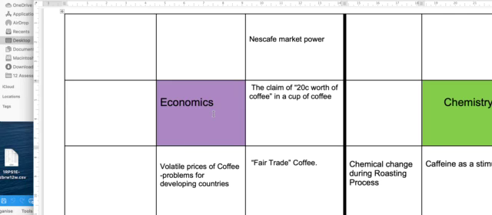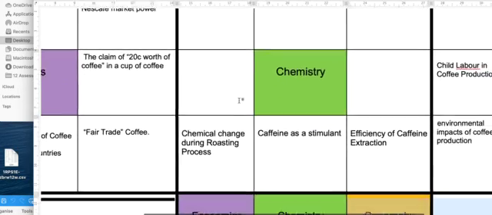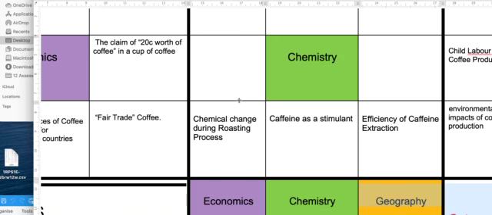Those of you with an interest in economics might consider, what's the market power derived from coffee? What about the claim that coffee only costs 20 cents worth of product to make? Fair trade coffee, volatile prices of coffee, problems for developing countries. And finally, from the perspective of chemistry, the chemical changes to coffee, caffeine as a stimulant, and the efficiency of caffeine extraction.